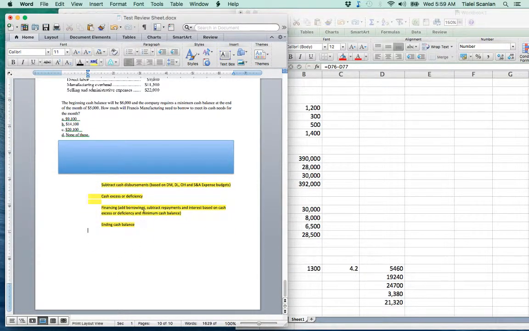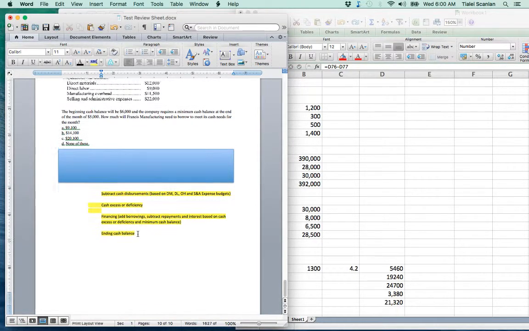So with these, you'll have your cash excess and deficiency, but you need to remember that there's always a requirement, a minimum amount of cash that we have on hand. And so if you don't have that minimum amount on hand, say they want $10,000 or $30,000, you'd have to borrow that amount to maintain that minimum cash on hand. And so that's how you'd use financing to get your ending cash balance.